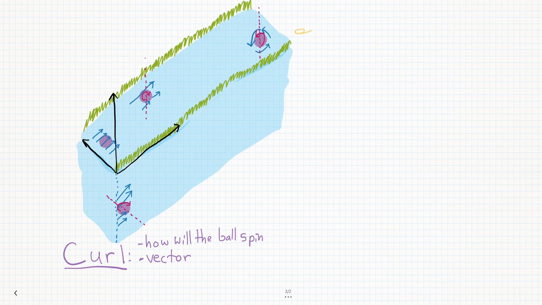Take a look at the top ball. Take your right hand and curl your fingers around the spin axis of the ball in the direction that the ball is spinning. Then give a thumbs up. That's the direction that the curl should point.